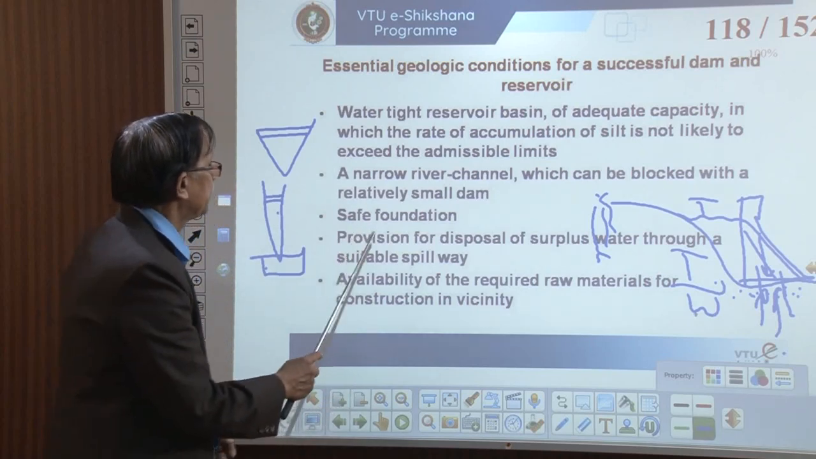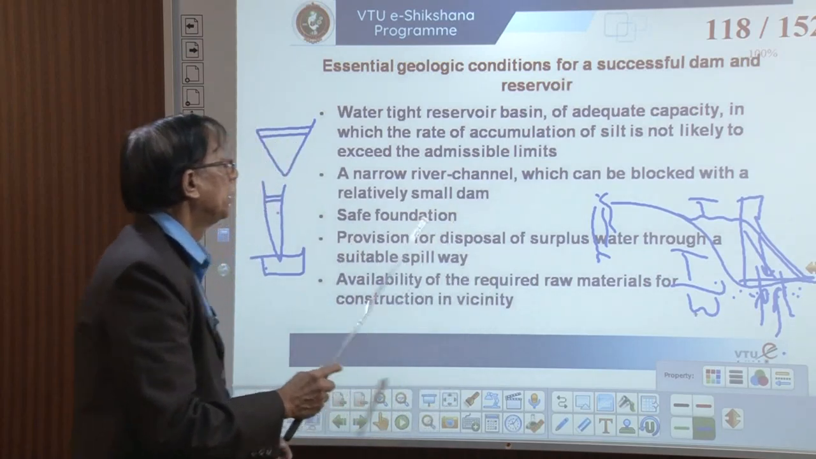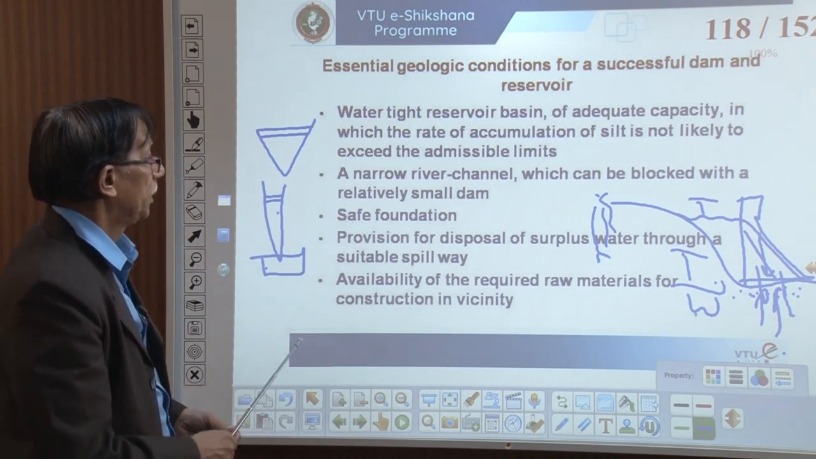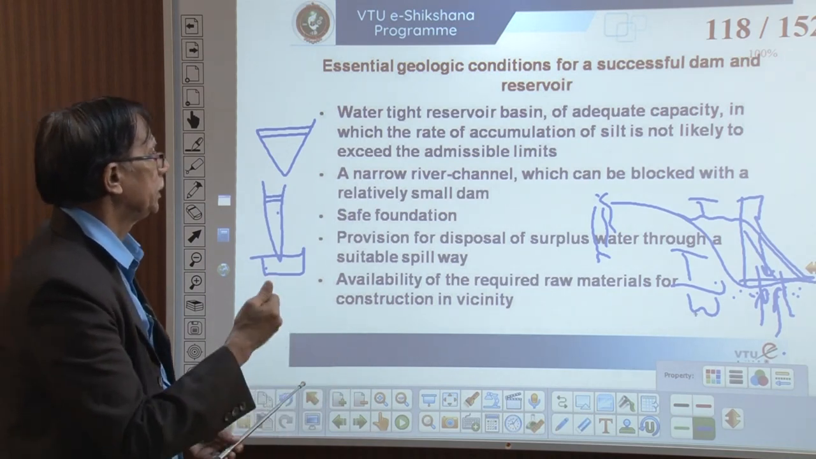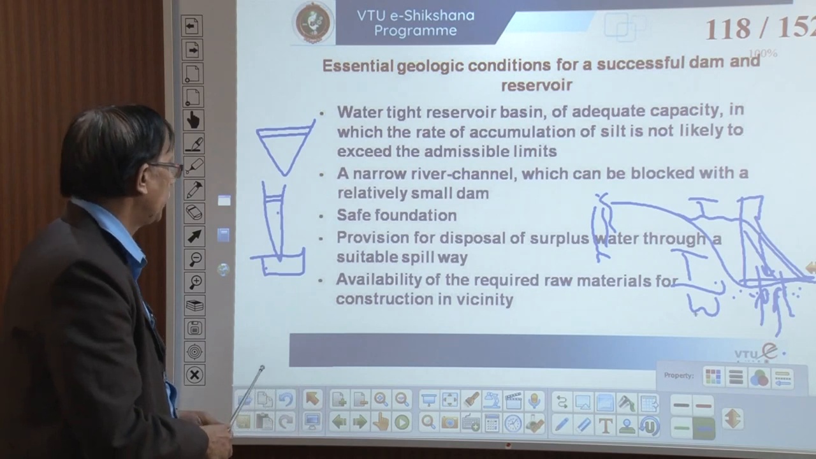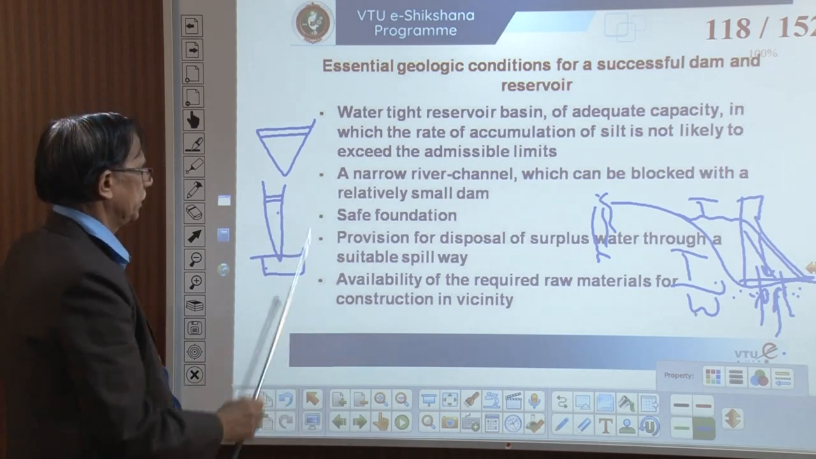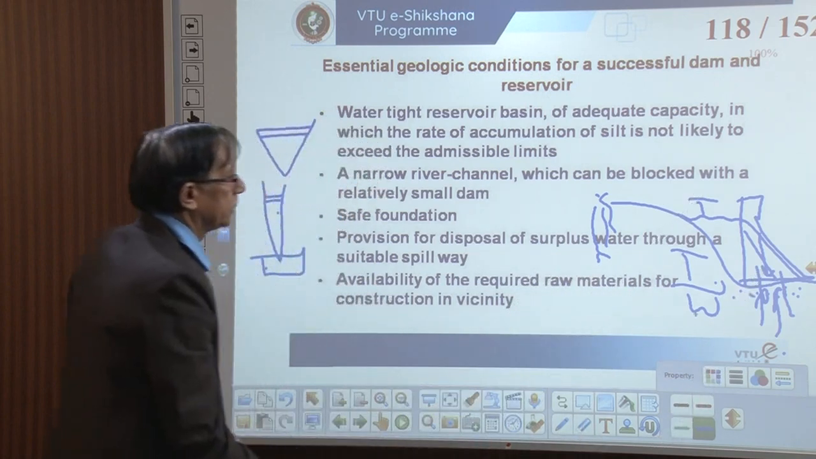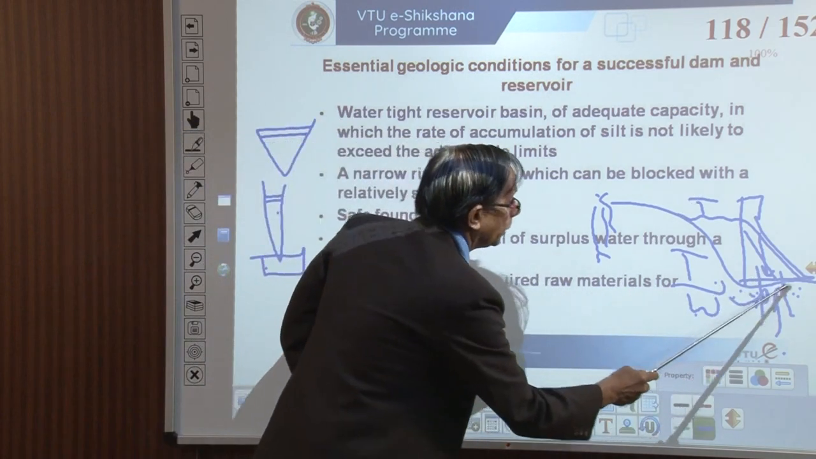Therefore, foundation rock should be free from such porosity and permeability. It should be waterproof. That's a safe foundation. And there should be an easy way to drain out the excess water. It should not move below, but it should be removed.